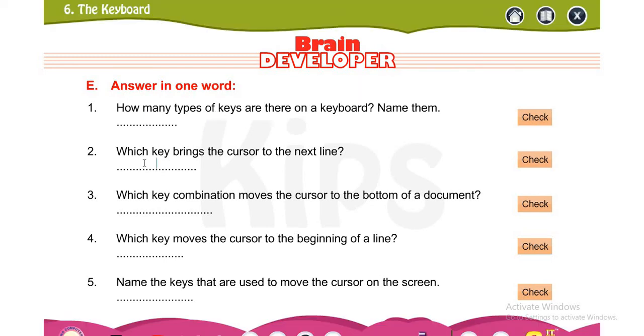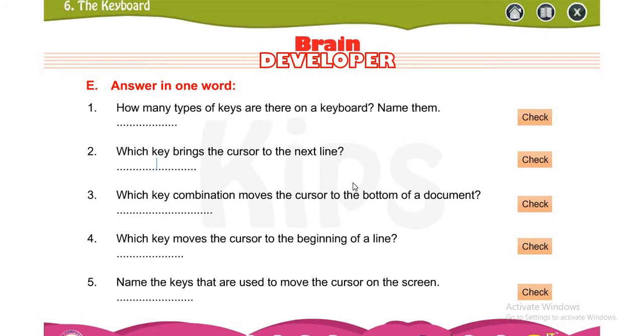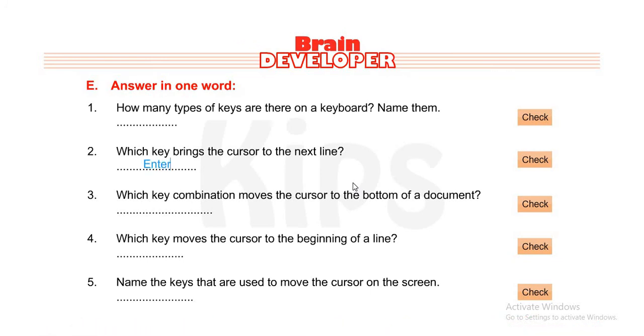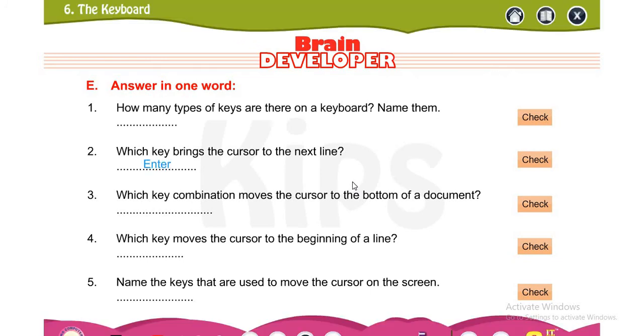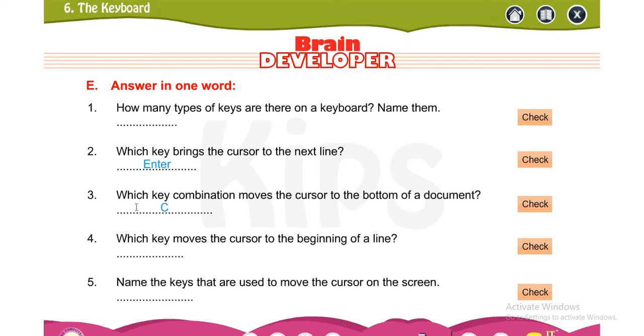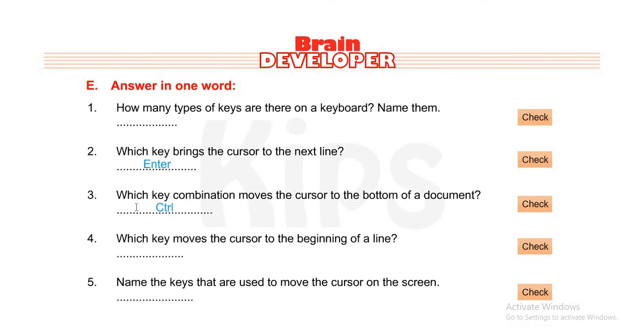Next one, which key brings the cursor to the next line? The answer is enter key. Enter key is used to bring the cursor to the next line. Which key combination moves the cursor to the bottom of the document? Here it is control plus end. Control is written like this, CTRL, then plus sign and then end.